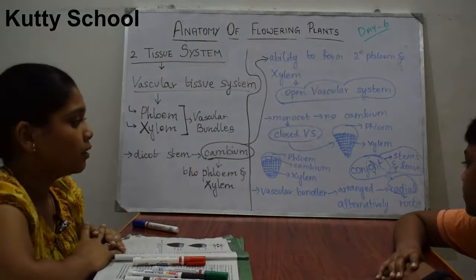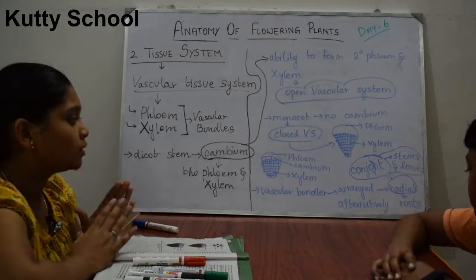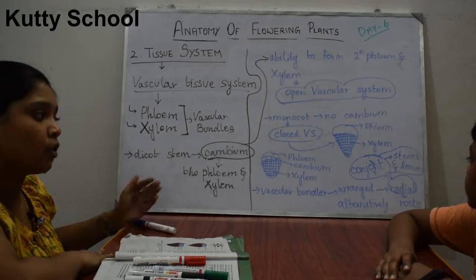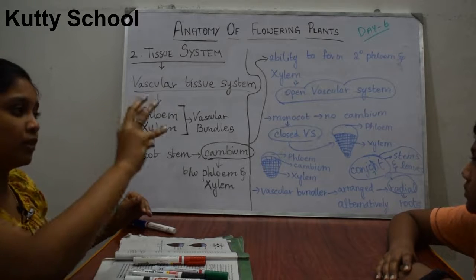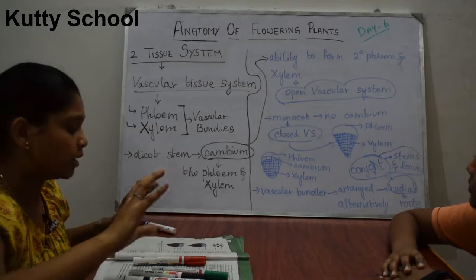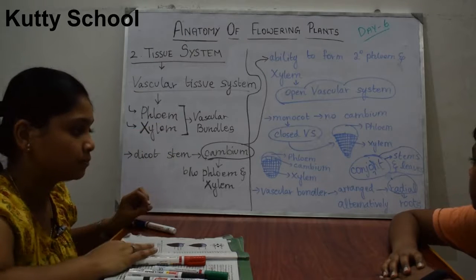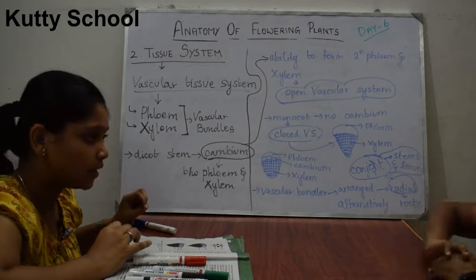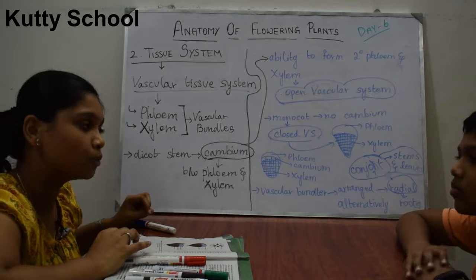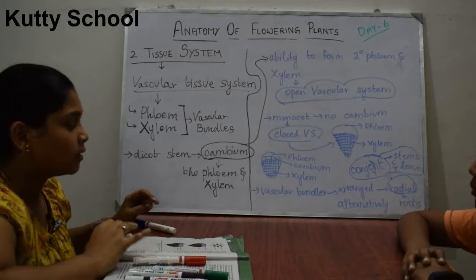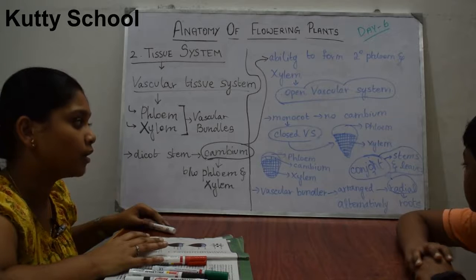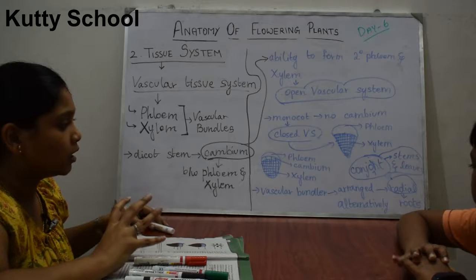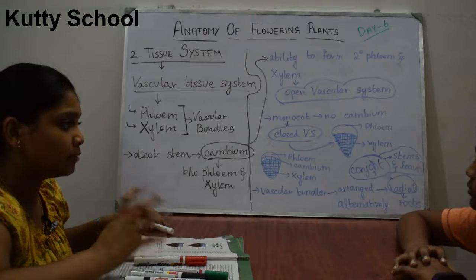These vascular bundles are generally phloem and xylem. When they are arranged alternatively, like one phloem, one xylem, one phloem, one xylem, the arrangement is known as radial arrangement. It is generally present in roots. The other arrangement is known as conjoint arrangement. The conjoint arrangement is generally present in all stems and leaves.